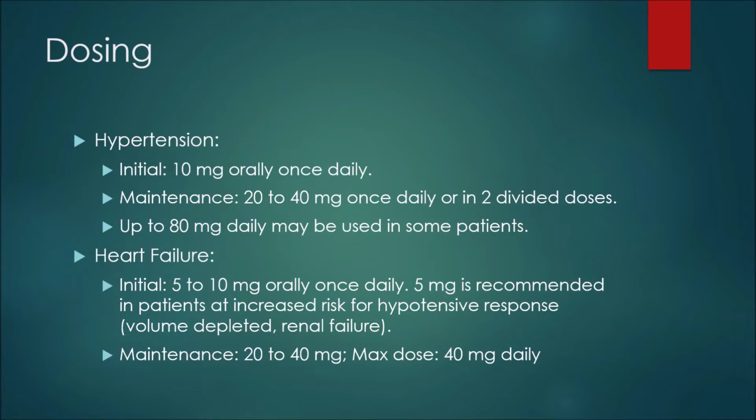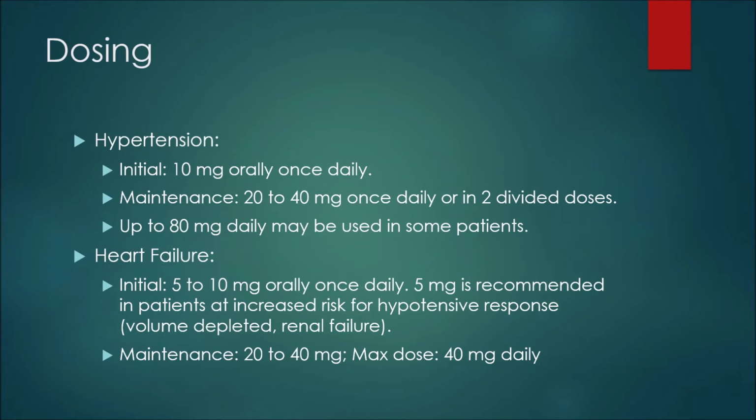Now, for examples of dosing, so in hypertension or high blood pressure, the initial dose would be 10 milligrams orally once daily. For a maintenance dose, we would see 20 to 40 milligrams once daily, or in 2 divided doses. The maximum dose would be 80 milligrams, as it may be used in some patients.